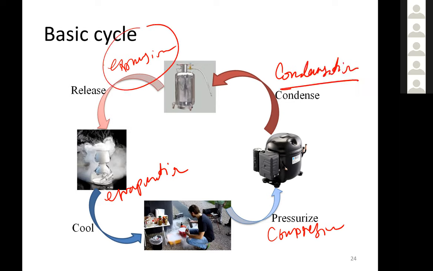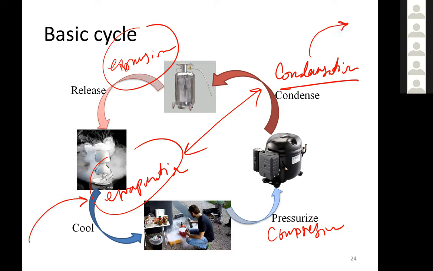These are the four processes that take place. Condensation and evaporation are spontaneous processes. What I need to do is just to have the coils and a management of the temperature on both sides, so that I will allow the heat flow from the room to the evaporator and from the condenser to the surrounding. So I need to be very careful about the selection of the refrigerant.